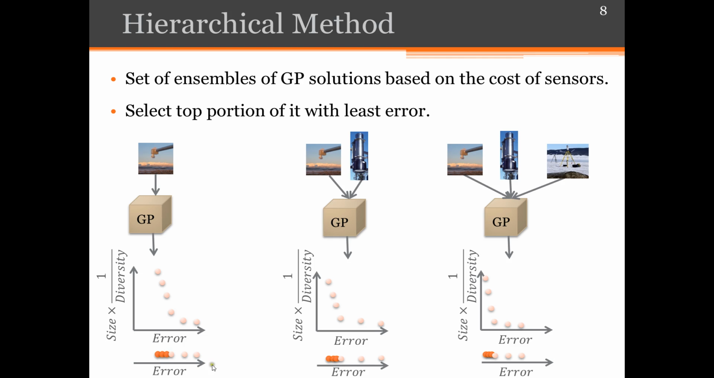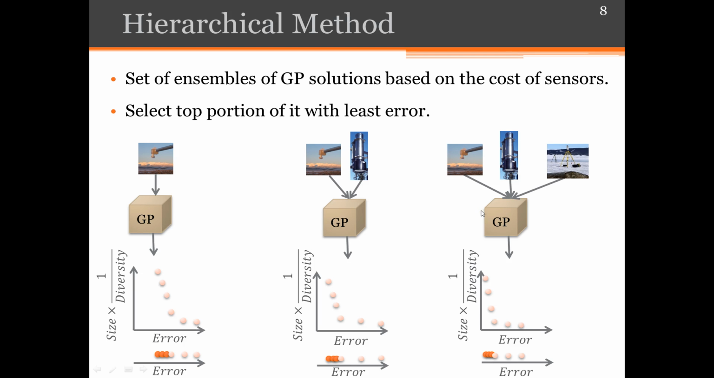ensemble 1. In the second round, we're going to add sensor 2, which is the next most expensive, next most accurate sensor, to the available set of sensors, train models, again not considering the cost, and again selecting the top portion considering the error, and put them in ensemble 2.